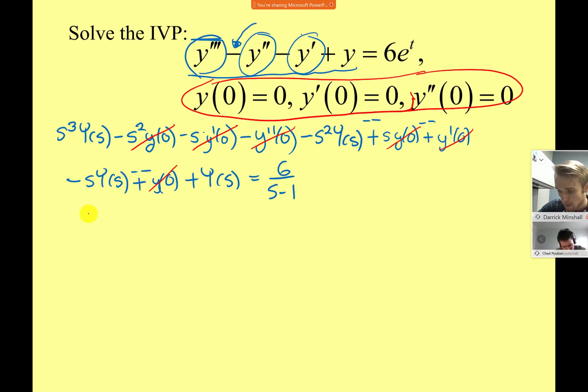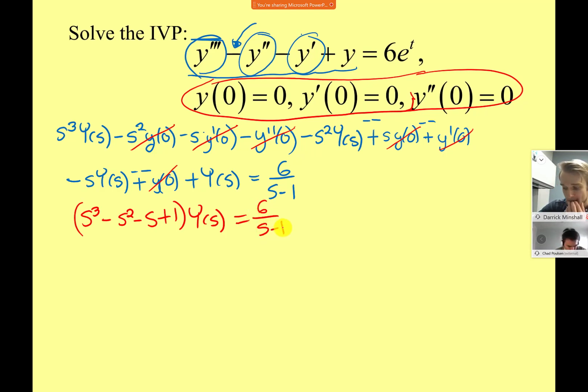So let's figure out what we've got left. We've got s cubed minus s squared minus s plus 1 on the Y of s's. So I just grouped all of the terms, factored the Y of s out, equals 6 over s minus 1. Okay, so now I'm going to need to divide by this thing right here, but I also am going to factor it, and I think I'll factor it first while I've got it over there and got a little bit of room.